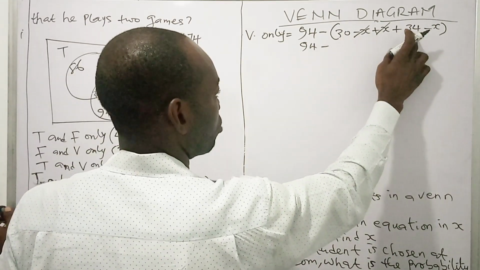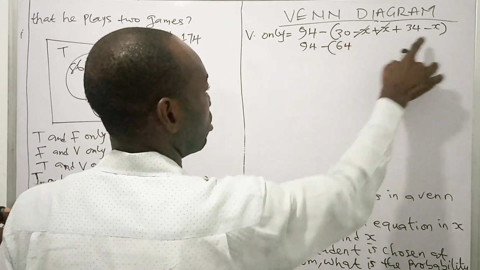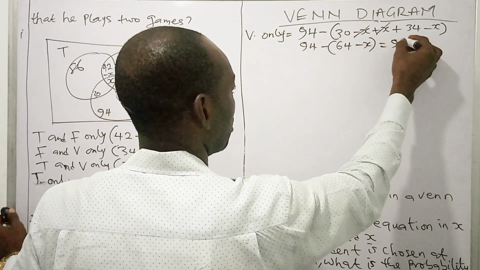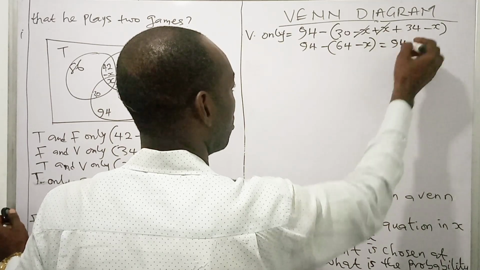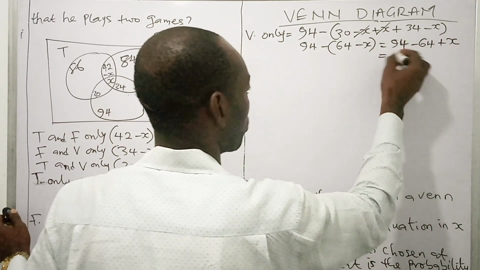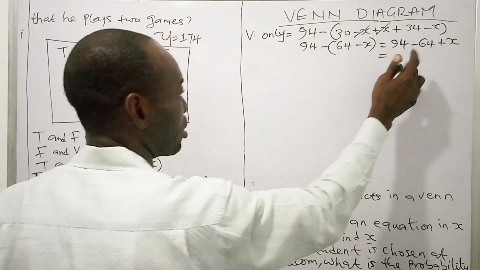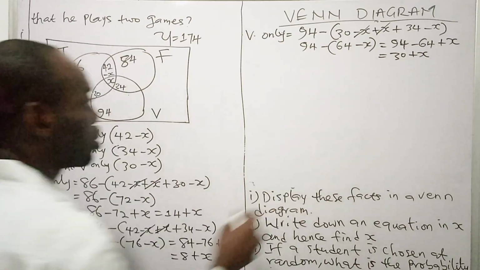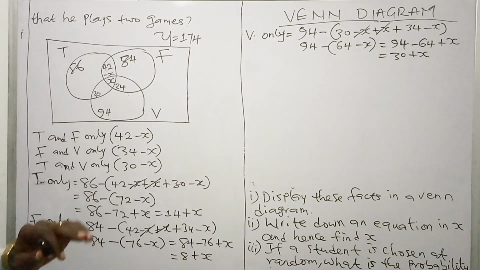Now 30 plus 34 should give us 64 minus x. And when we open the bracket here, we have 94 minus 64 plus x, which will give us 94 minus 64 is 30, plus x. Now, this is the expression that indicates those who play volleyball only.